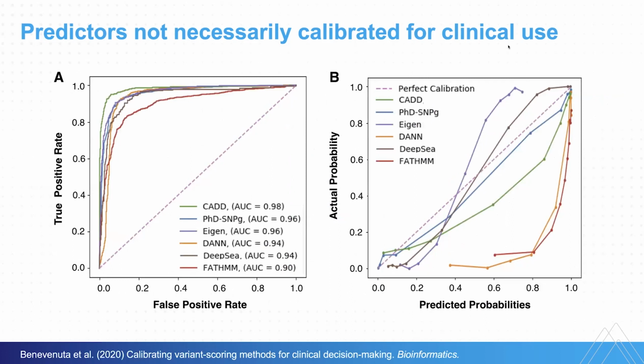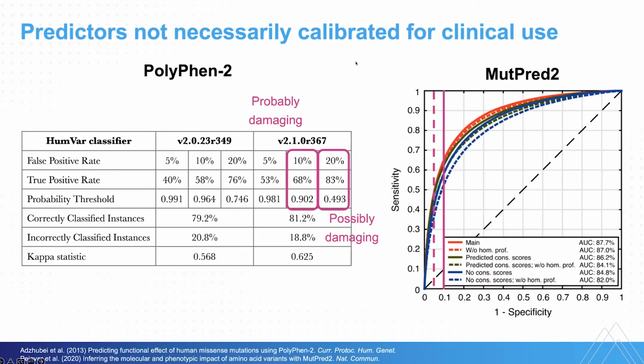In fact, there was a recent study where Benevenuta et al. took a bunch of methods, ran them on ClinVar variants, and found that the AUCs are really great, right? Over 0.9. But even though the AUCs are similar, each of these methods can be calibrated very differently. If you had perfect calibration, you'd be on the diagonal line in this picture. So calibration is an important component, especially in the clinical context.